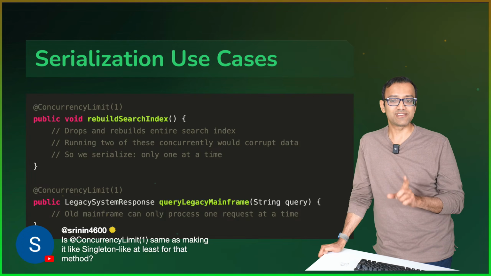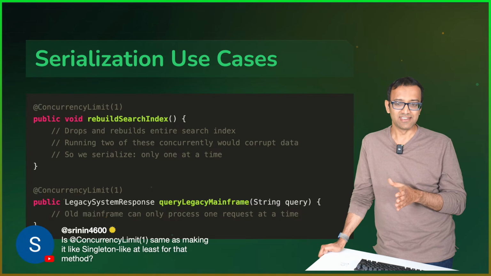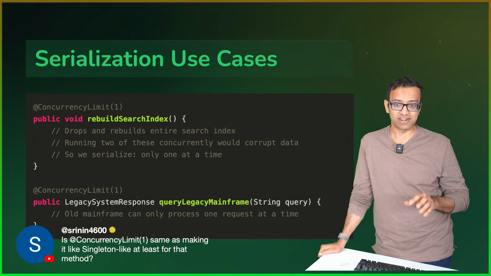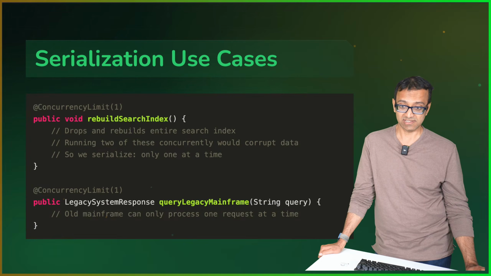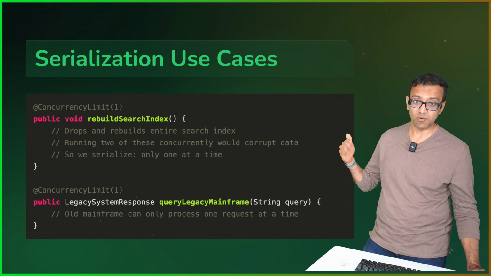I know the path your mind is going in. You think it's one at a time, but I want you to identify that they're two very different concepts. Concurrency limit is like execution. It's basically serialization of invocations. That's what we're talking about. We're making things execute one at a time.